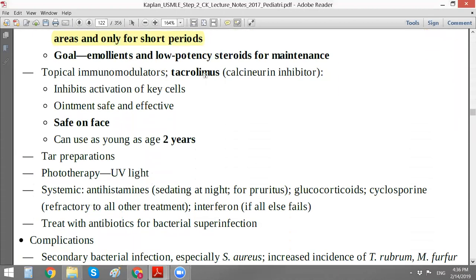Topical immunomodulators like tacrolimus, a calcineurin inhibitor, inhibit activation of T cells. The ointment is safe and effective, and tacrolimus is safe on the face. It can be used in children as young as 2 years. Tar preparations can't be used on the face. Then phototherapy with UV light, systemic sedating antihistamines at night for pruritus, glucocorticoids, cyclosporine for refractory disease, and interferon if all else fails. Treat bacterial superinfection with antibiotics.